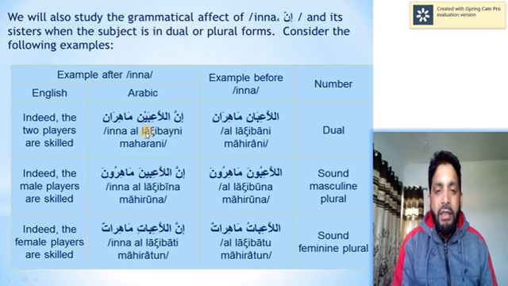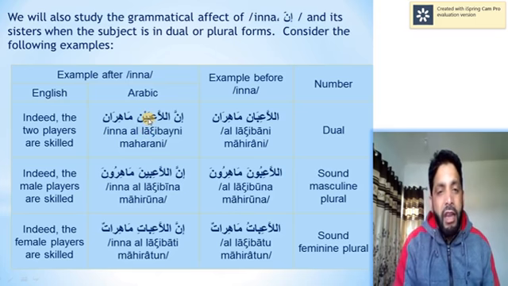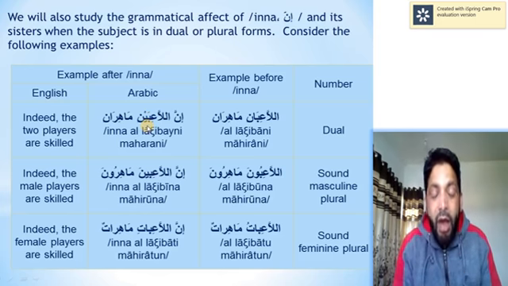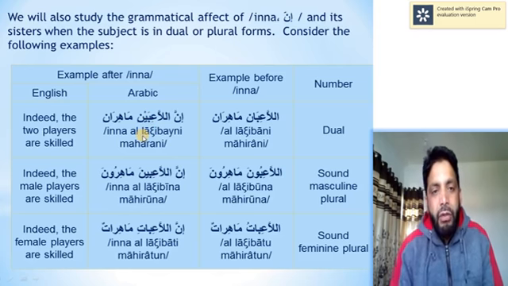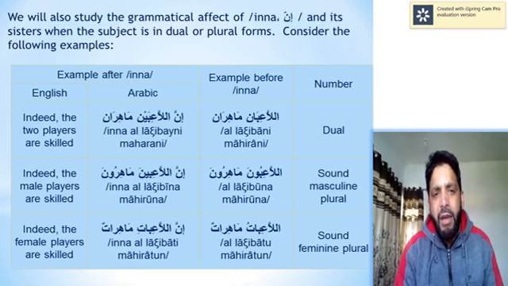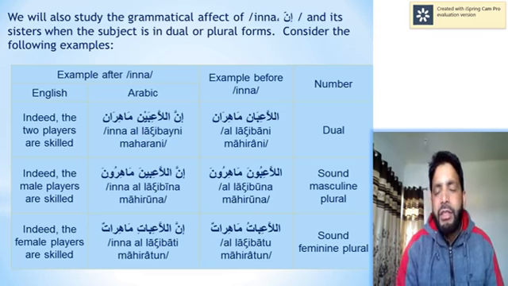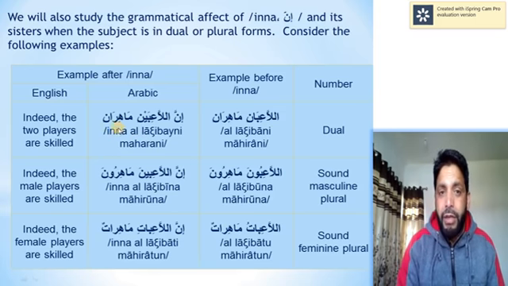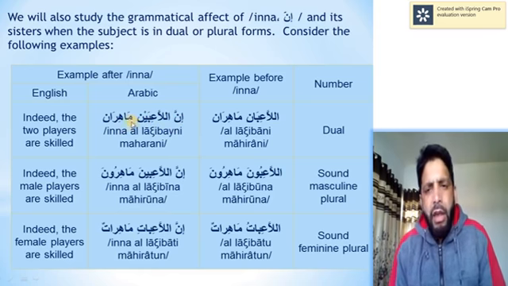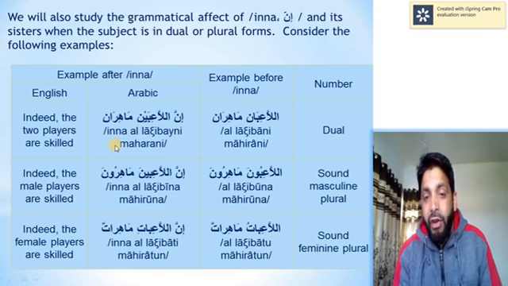So it's not that we will always see a noun in accusative case with the sign being fatha and fathatut tanween only. No, sometimes the sign of a noun being in accusative case is ya as well. So I say, indeed the two players are skilled. Mahiran is its khabar, its predicate. You see, it's musanna, dual, and it is in nominative case. Why? Because the predicate of an annular particle is in nominative case. خبره إن ولذلك هو مرفوع.